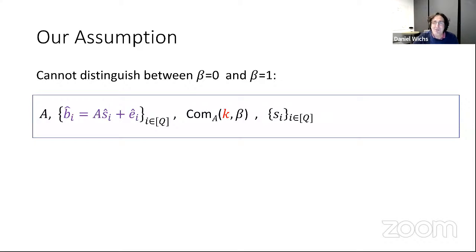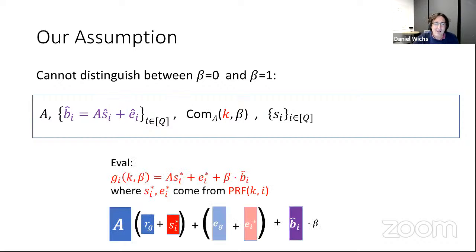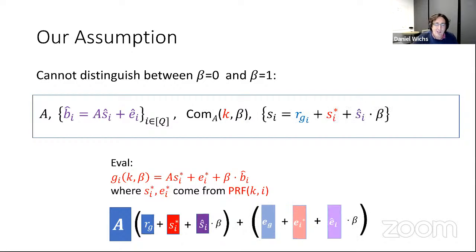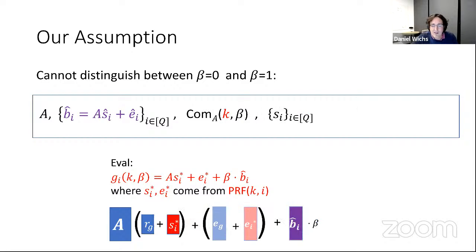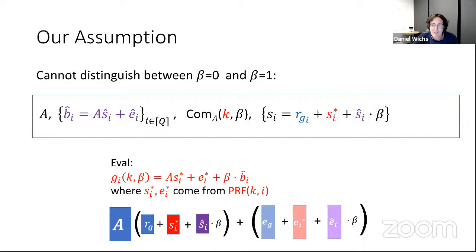But I'm not going to stop there. I'm going to give you some additional values, namely some openings s_i. Let me tell you what these s_i are. The s_i just come from homomorphically evaluating this function g_i over the committed values. So this is the output of the function you get, and by expanding out what this b_i hat is, it looks like this. And s_i is just the opening of this commitment.